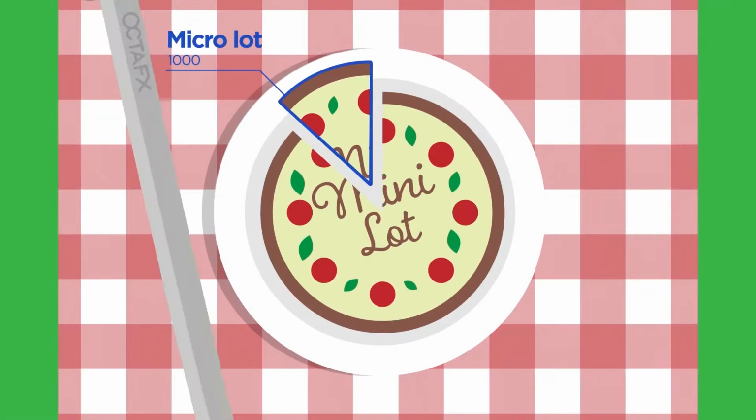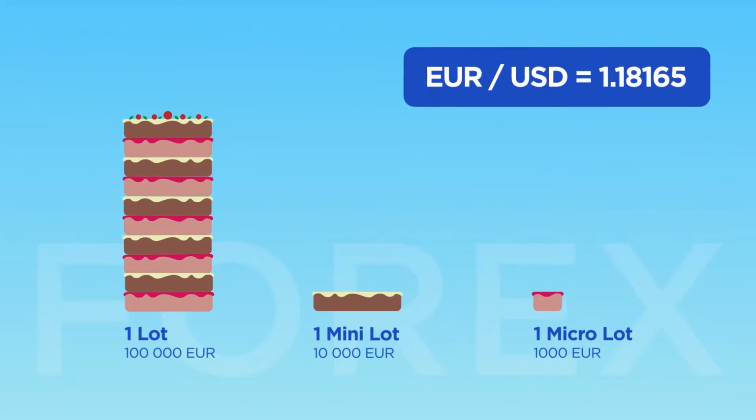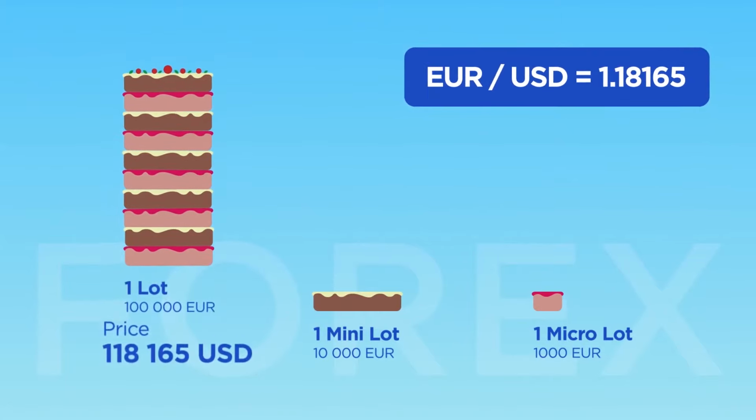For example, if Euro-US dollar quotes 1.18165, a lot costs 118,165 US dollars. A mini lot costs 11,816.5 US dollars, and a micro lot costs 1,181.65 US dollars. The second option is leverage.